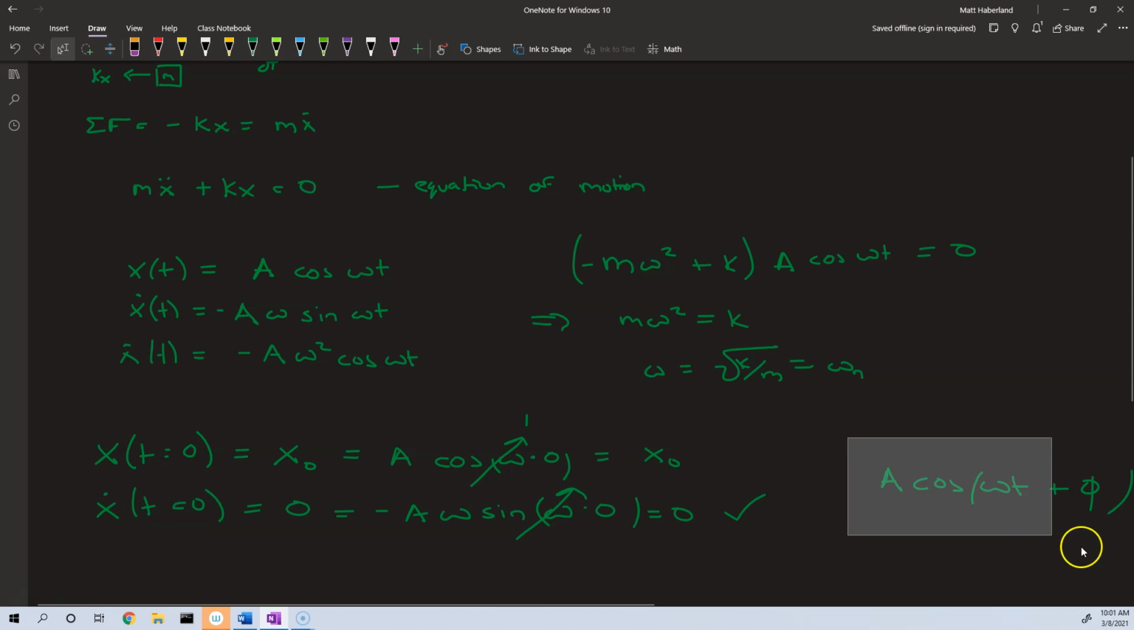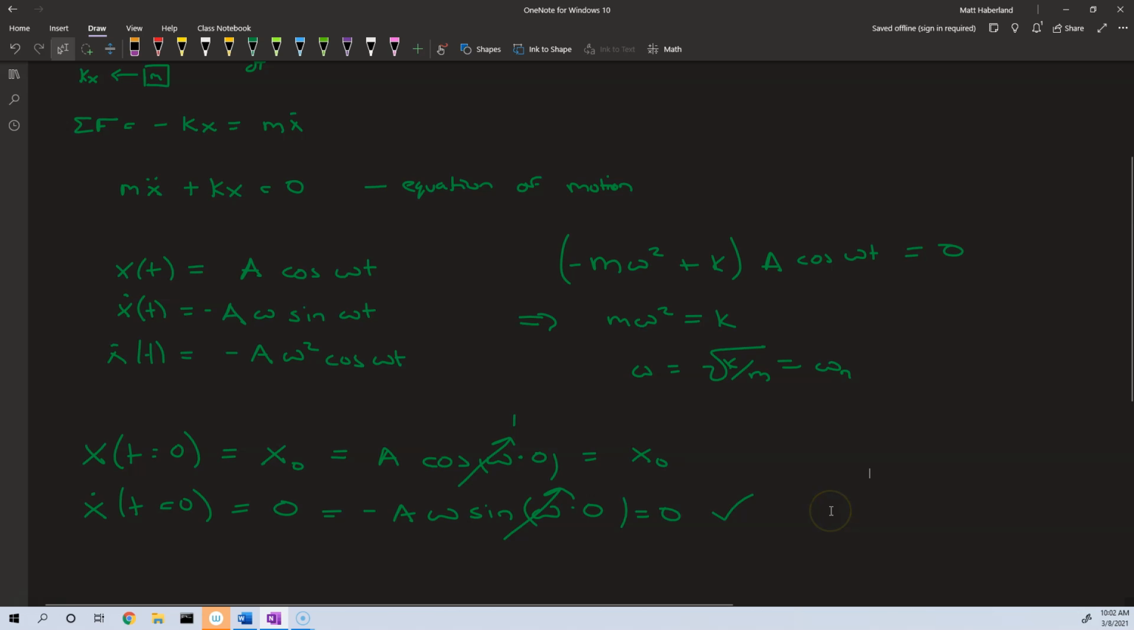We're not going to worry about this phase because all we care about, in this class really, is not predicting the behavior of the system over time precisely. We want to know the frequency that it oscillates with, and we want to know the amplitude. And we can get by with just the cosine omega t in our case.